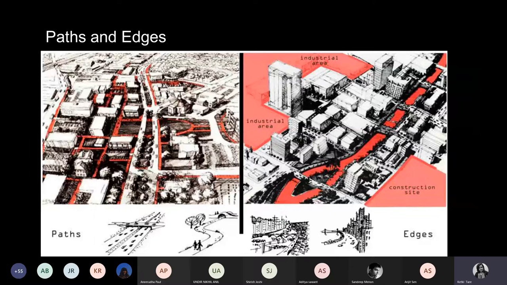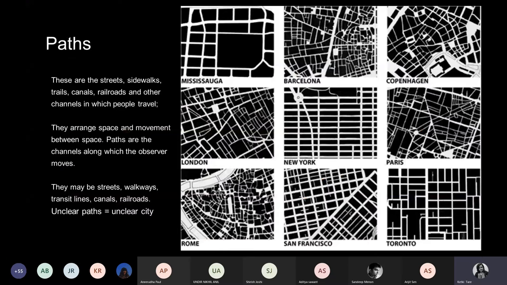Paths and edges are not just paths and edges; all these five elements are very interrelated, they influence each other, and they have a deeper impact on each other. If you really see, a path without an edge probably has no meaning. You can read a path better when it has a defined edge which you can associate it with, because human vision doesn't travel in just one direction, right? It is traveling at your eye level, you are looking up, you're looking down, so it is traveling in every direction. So it is not only the path that you're looking at, but also the edge.